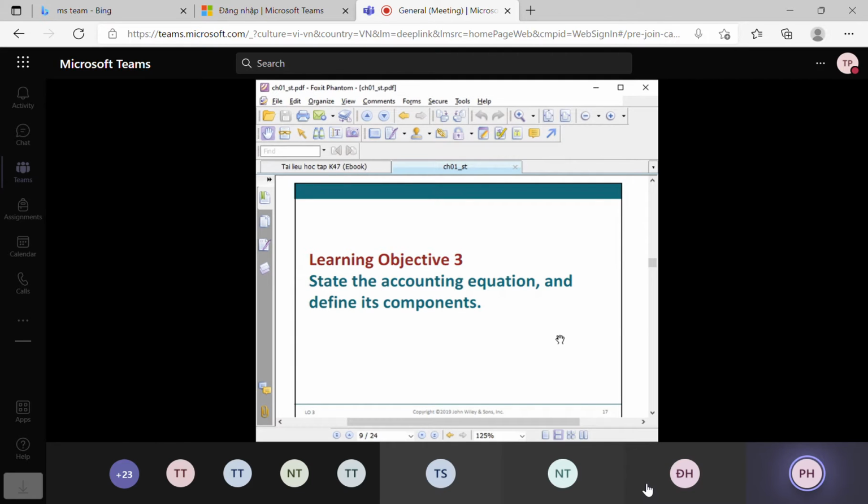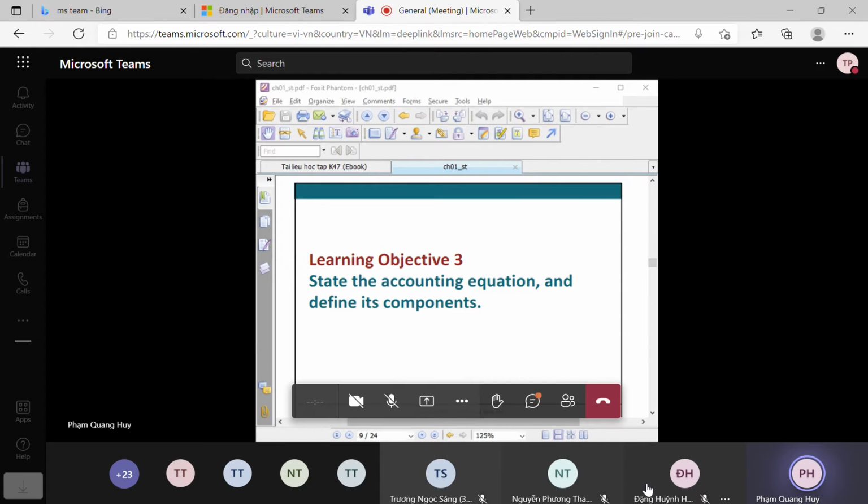Okay, we move to learning objective number 3: state the accounting equation and define each component. From this objective on, the content is very important. Now, the accounting equation.